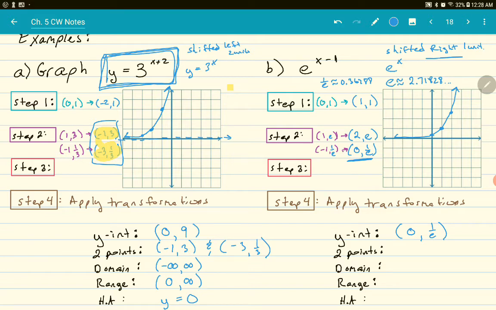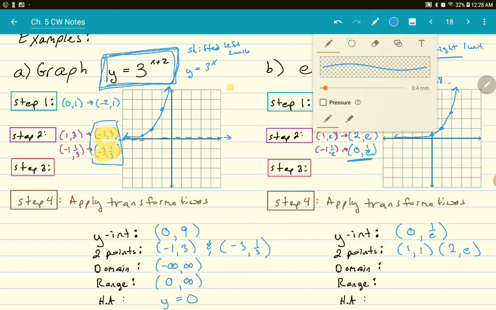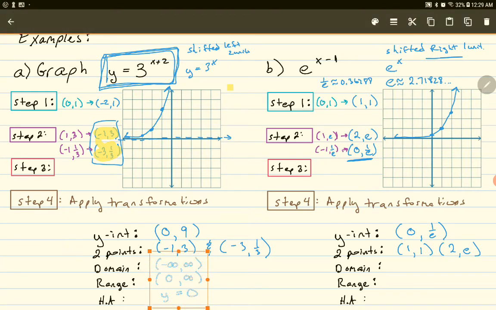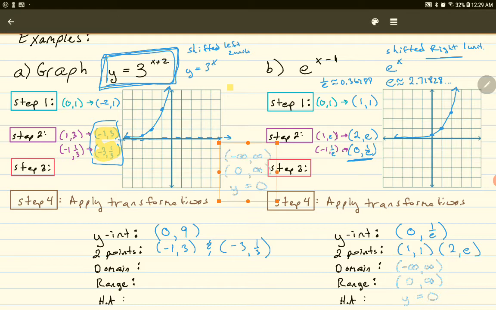And the 2 points I found, well, let's see. We have the y-intercept that was shifted, that's 1, 1, and the other one is 2, e. And then my domain, my range, my horizontal asymptote, none of those have actually changed because I just did a horizontal shift. So those will stay the same. It would change though if I do a vertical shift, which we'll see in a minute.